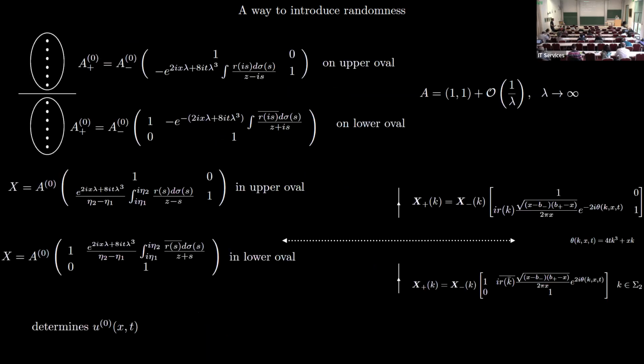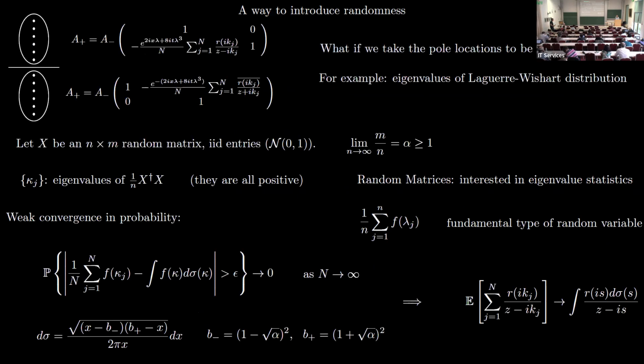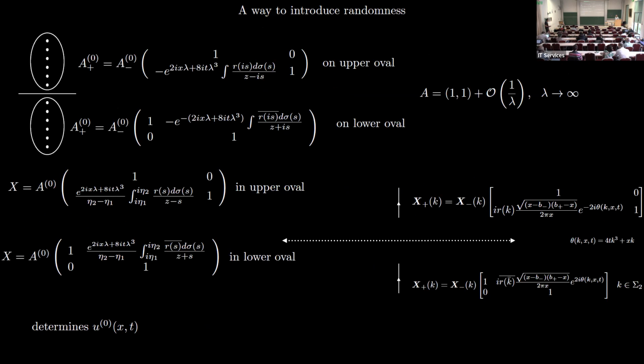So U0: I had this problem where the series has random coefficients, the kappa j's or the kj's are random. And then if I replace that series at the top by its average, that is a different Riemann-Hilbert problem, which is called A0. It determines a potential, which is U0. So U0 is the solution to the KdV equation corresponding to this Riemann-Hilbert problem, to the average of the poles.